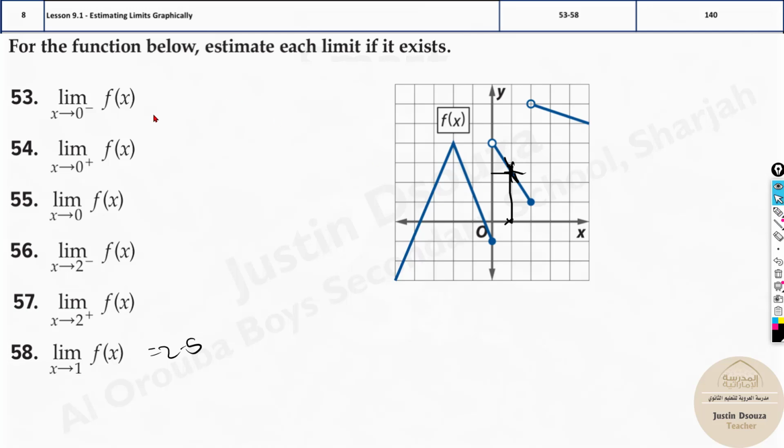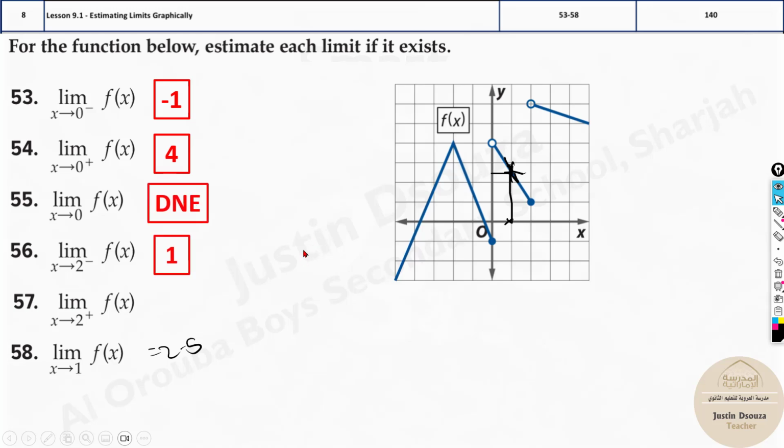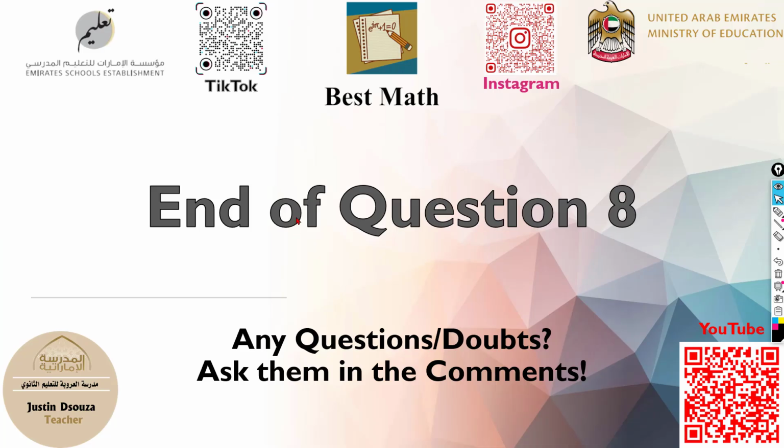So those are the answers. The first one was -1, 4, and over here does not exist. Again, we had 1 and 6, yes. And lastly, we have 2.5. These are the answers. Just be careful with how the function is at the left side and right side. If they're equal, then it exists. But if there are two separate points on the same x value, x of 0, two different values, it means the limit does not exist. So this is an easy one. So just take time, analyze it thoroughly, and then solve the problems.